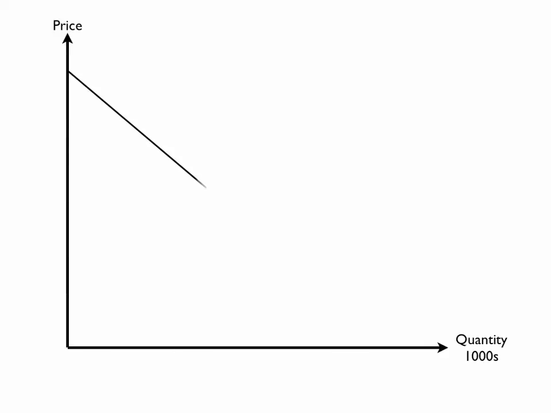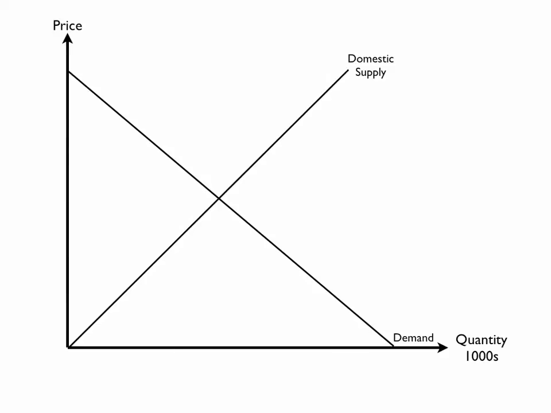Let's review the effect of a tariff and a quota again. We begin with our supply and demand curve. This would be for the domestic market. So we have domestic supply, we have the demand curve within the domestic country, and we have an equilibrium price and quantity of $17 and 6,000 pounds. Notice that the quantity is in thousands.